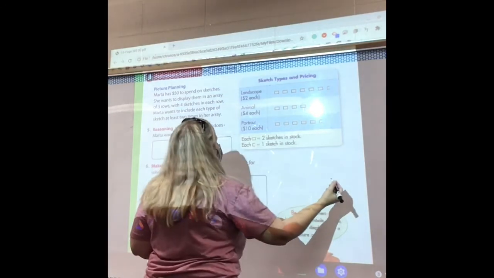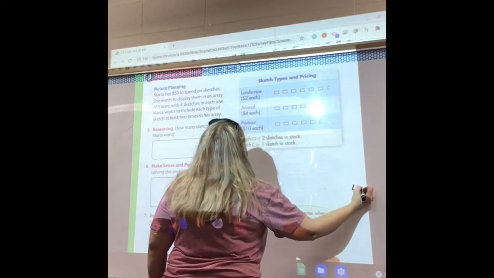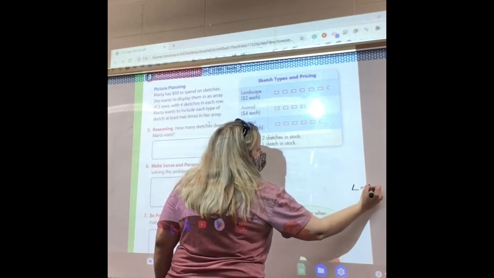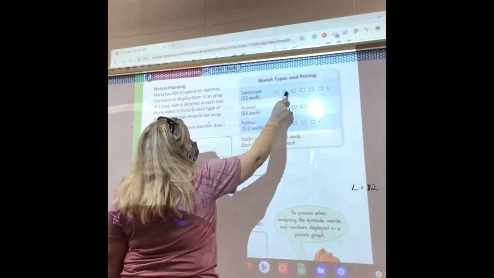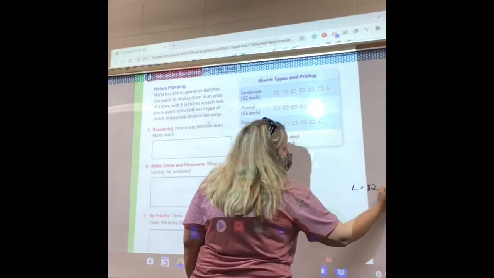So I'm just going to write that over here to the side because later when I scroll, it's not going to be there. So landscape portraits equals $2 a piece, and there's 1, 2, 3, 4, 5, 6. 6 times 2 is 12 plus 1, so we have 13 of those.